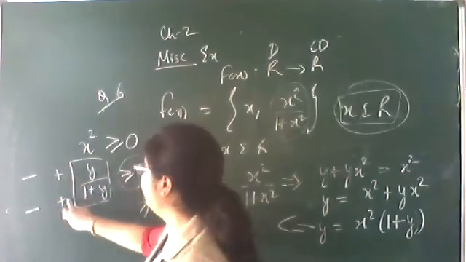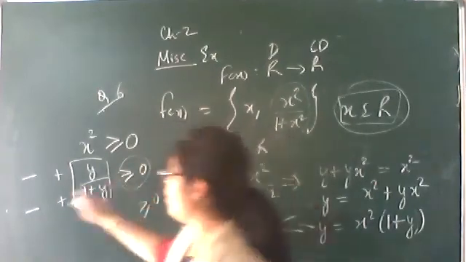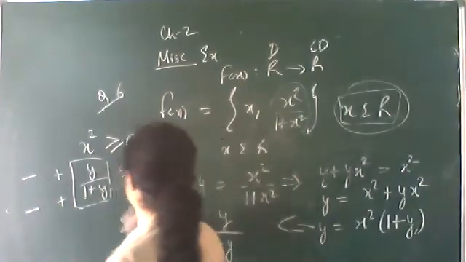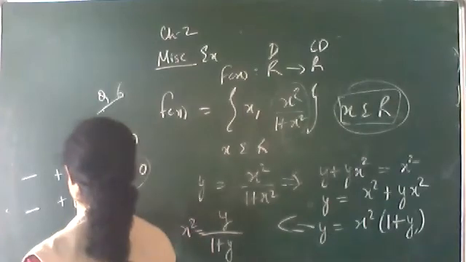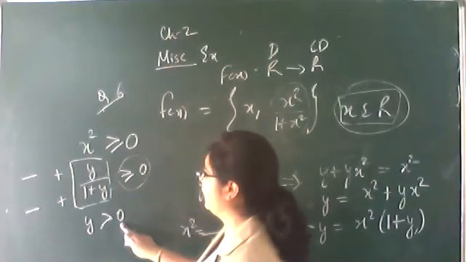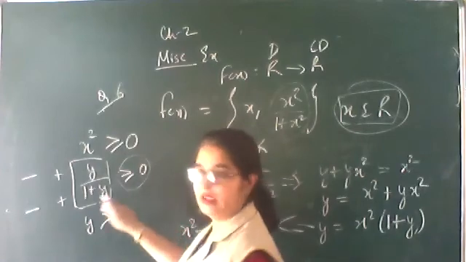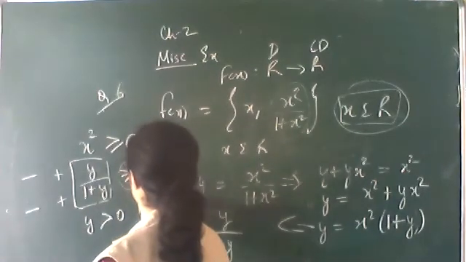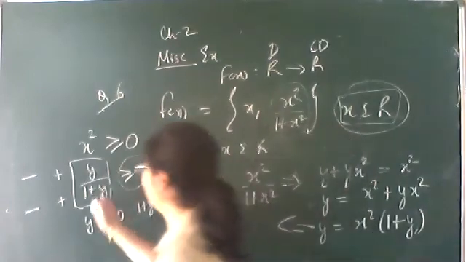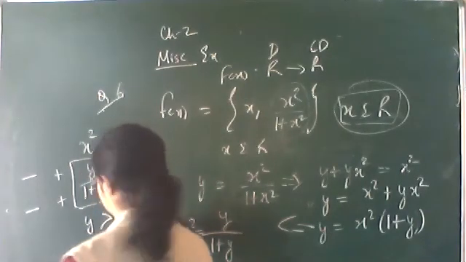So if the numerator and denominator both are positive, then it will be greater than or equal to 0. Or if the numerator is negative and the denominator is negative. Now we'll take both the conditions. First one, y is greater than 0. Equal to will not come, it should be greater than 0, not equal to. Clear? And 1 plus y also should be greater than 0. Or the other case: y is less than 0 and 1 plus y is less than 0.